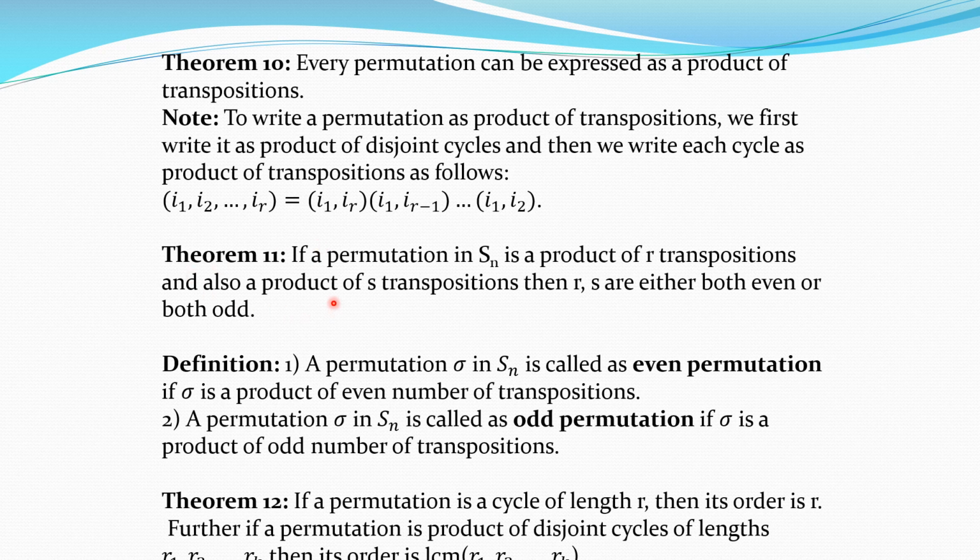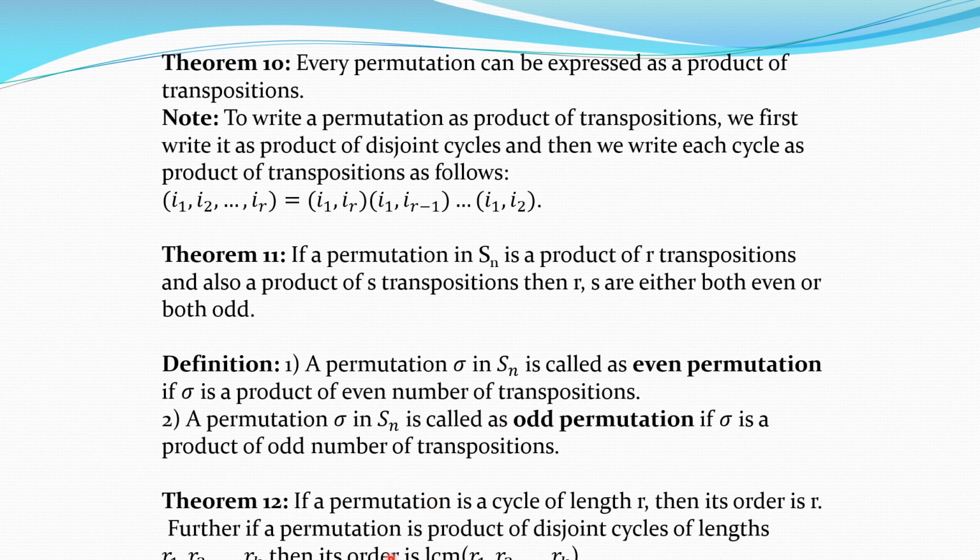If a permutation in Sn is a product of r transpositions and also a product of s transpositions, then r and s are either both even or both odd. Now what is the meaning of even and odd permutation? A permutation sigma in Sn is called an even permutation if sigma is a product of an even number of transpositions. So if it is possible to write sigma as a product of an even number of transpositions, meaning 2, 4, 6, 8 and so on, then it is an even permutation. And if sigma is a product of an odd number of transpositions, then it is an odd permutation.